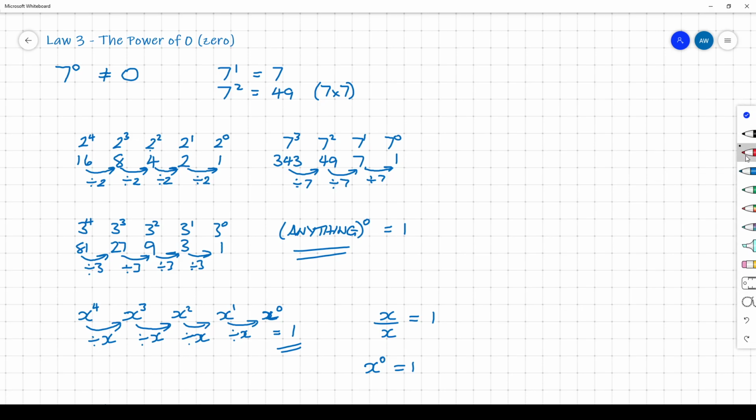And I'm going to just put a nice little red box around that, because that is the thing to remember. Anything to the power 0 equals 1.